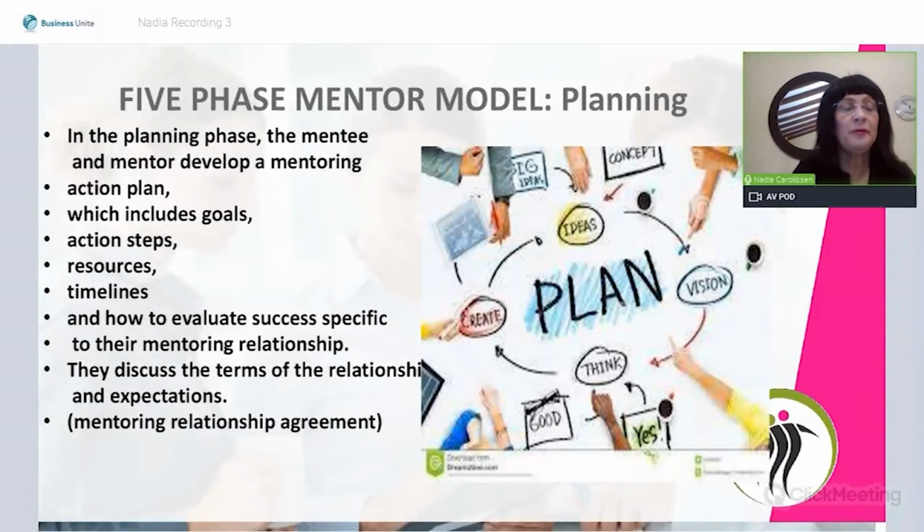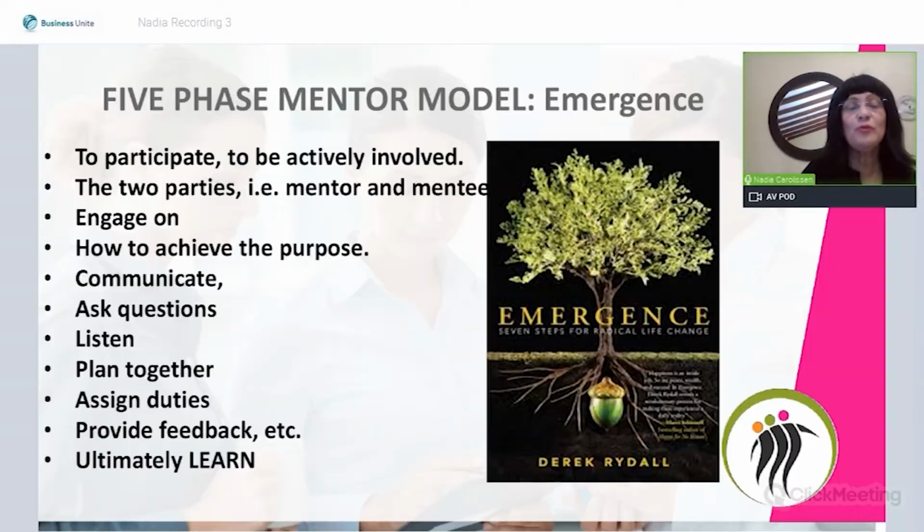If you can just look to your left-hand side, the planning phase is important. There should be an action plan. The action plan should include the goals, the action steps, the resources available or to which you have access, the timelines. And at the end of the day, there will be some form of evaluation, whether success has been achieved or not. So the planning component must be emphasized to really ensure that the goals are achieved.